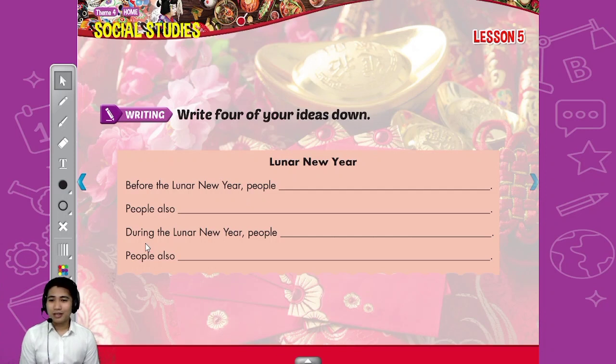All right, so how about the during? During Lunar New Year, people visit their family, and people also get lucky money. Okay, so that is just an example. I want you to write your own ideas. You can write whatever you want on before Lunar New Year and during Lunar New Year.